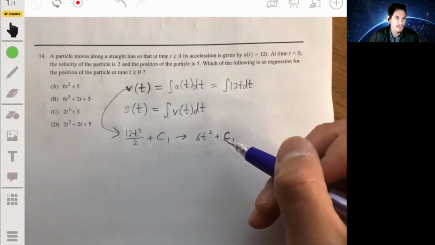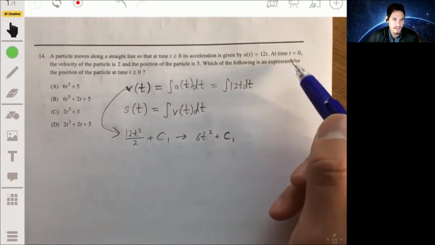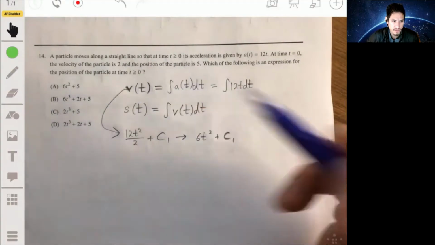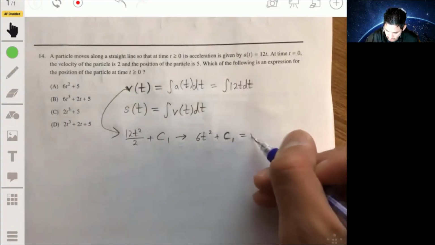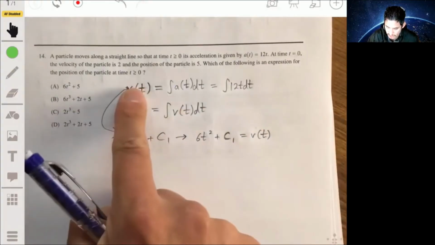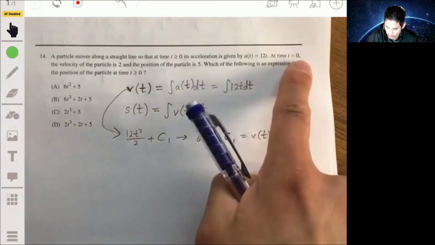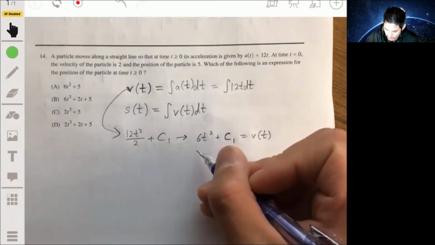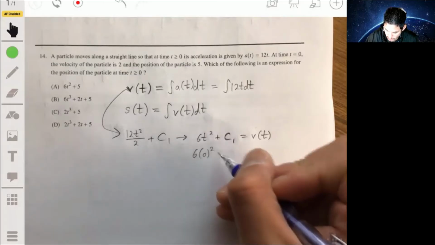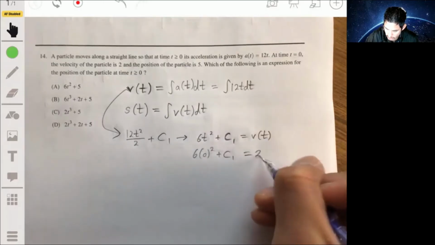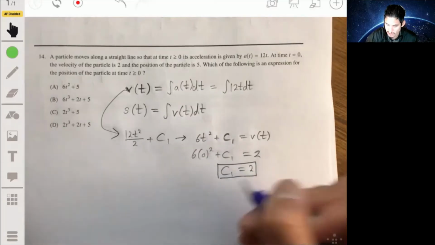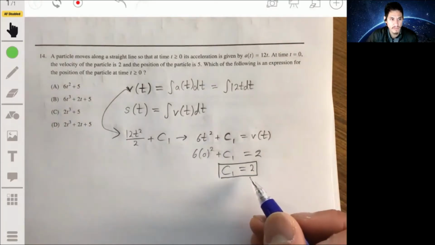Now we can solve for c1 with the information that we're told that at time t equals 0, v of t is 2. Because remember, this is the equation for v of t. So v of 0 is 2. So when you plug 0 in for t, you're supposed to get 2. So that just means that c1 is 2. So that means your constant here is 2.